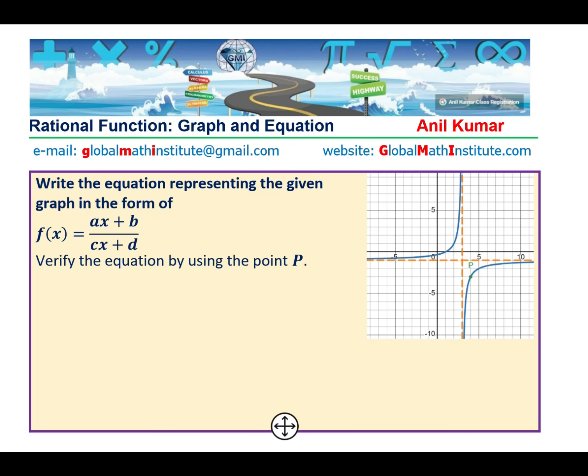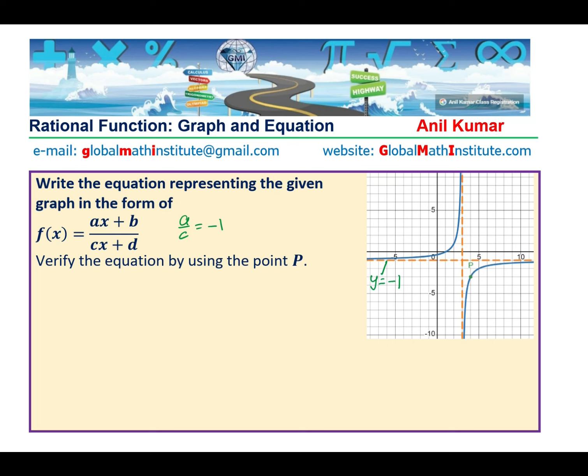So here is the very first graph for you. I'll suggest go with the horizontal asymptote first. So the horizontal asymptote, as you can see in this case, is y equals minus 1. It really means that a over c is minus 1. Is that clear to you? So what I can take here is I can take a as minus 1 and c as 1.